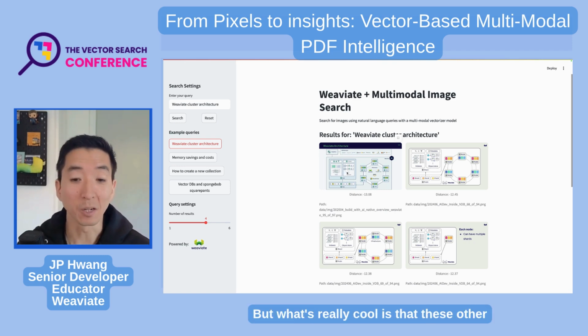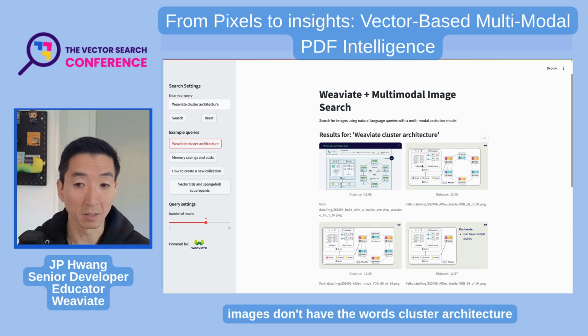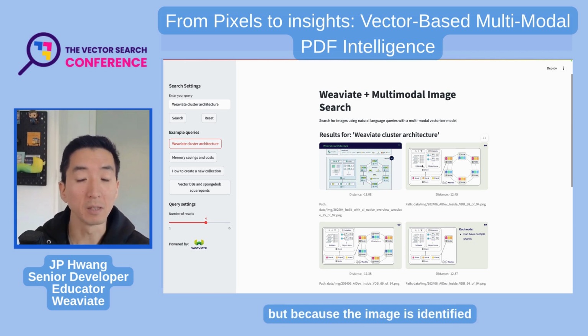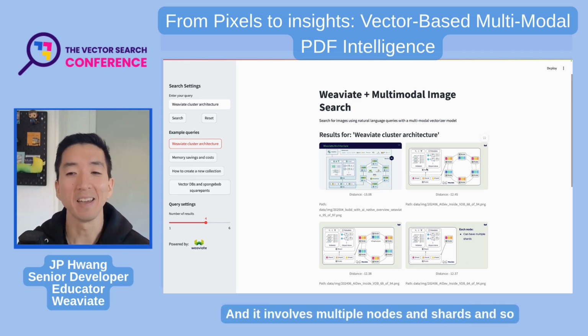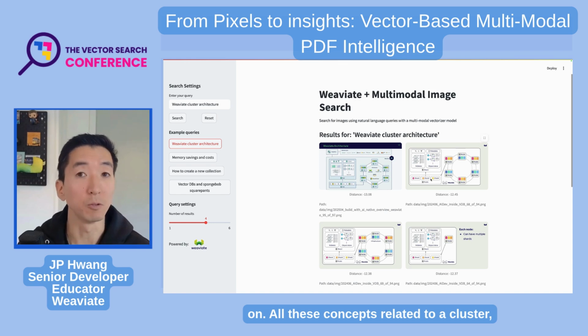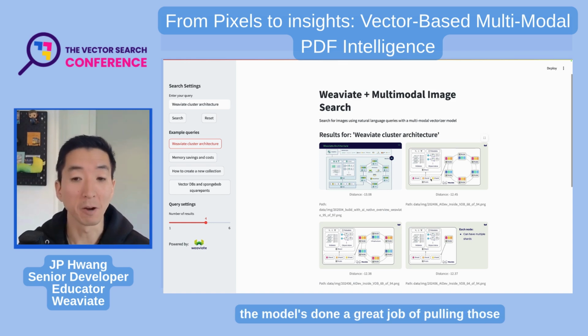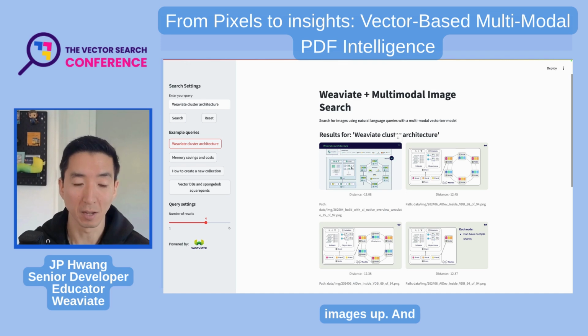But what's really cool is that these other images don't have the words cluster architecture in them, or either of those words. But because the image is identified as some sort of architecture diagram, and it involves multiple nodes and shards and so on, all these concepts related to a cluster, the model has done a great job of pulling those images up.